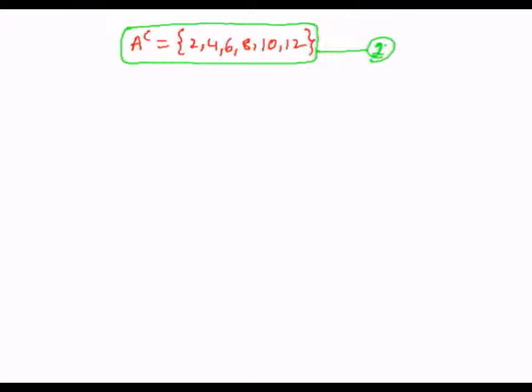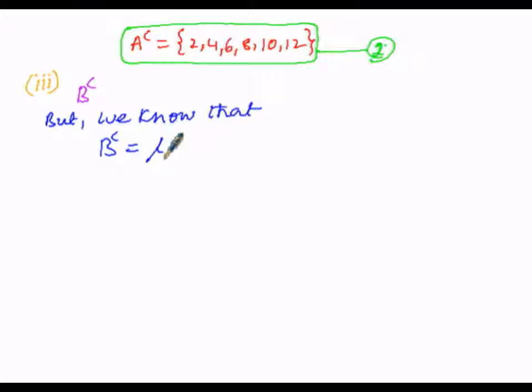So let us go for the third one. In the third one we have to find out B complement. We know that B complement is given by mu minus B. In order to find the complement of B, B must be subtracted from the universal set, that is mu. This is the formula for finding the B complement.